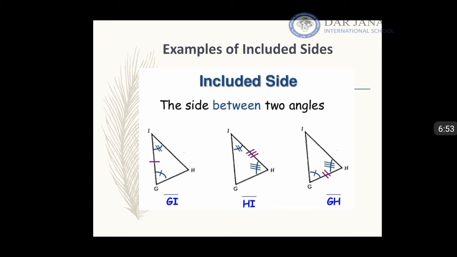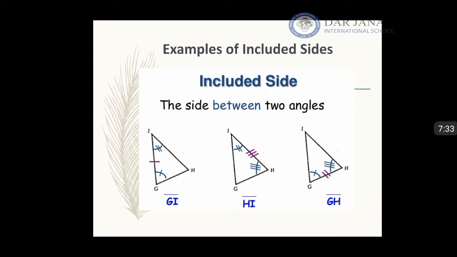Now let's move to the second drawing. I have angle H and angle I. They are two consecutive angles in this triangle, and the included side within the two angles, angle H and angle I, is the side HI. Now let's look at angle G and angle H in the last drawing. Angle G and angle H are consecutive angles. They come after each other, and the included side, the side that stands between the two angles, is side GH.